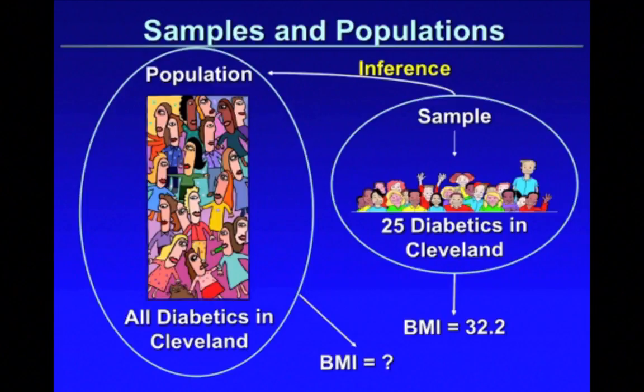Let's say we want to know the average BMI for diabetics in Cleveland. Since it's not possible for us to go out and measure the BMI for every diabetic in Cleveland, we instead select a representative sample of, say, 25 diabetics and measure their BMI. It turns out the average BMI for our sample equals 32.2. Based on this sample, what can we say about the true mean BMI for all diabetics in Cleveland?